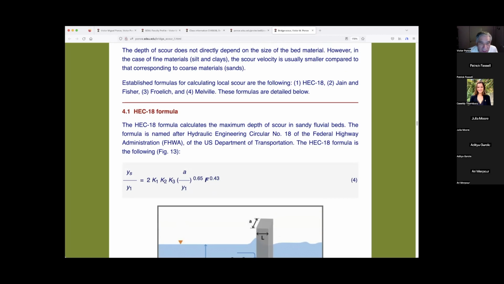So let's take a look at the famous HEC 18 formula. The HEC 18 formula calculates the maximum depth of scour in sandy fluvial beds. Very common. Most beds that we care to calculate in practice are sandy fluvial because they're in the middle of the basin. By the time you get upstream, it gets rocky, it gets gravelly. And if you get too close to the ocean, it gets silty, because that's just the way Mother Nature put it together. But most cities and towns are in the middle of the basin, and that's why the bed is typically sandy.